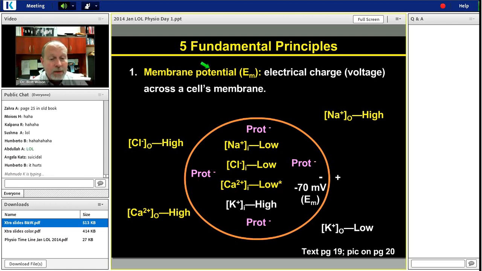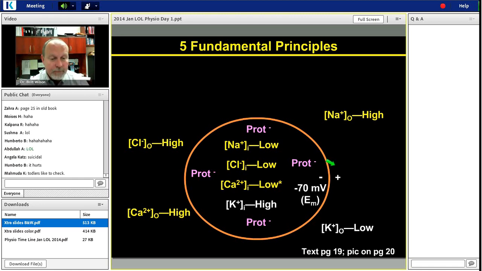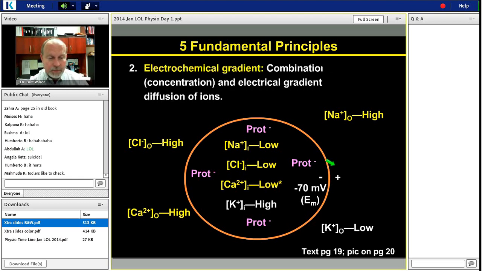That's all voltage means, potential to do work. So we have a membrane potential. A membrane potential just means separation of charge. Inside is going to be negative compared to outside at the resting state. All right. Second fundamental principle is electrochemical gradient. We already touched on this.